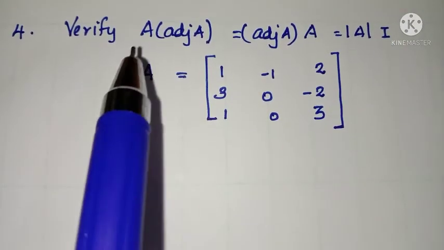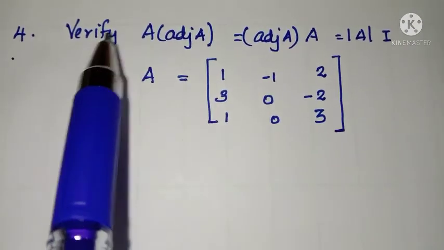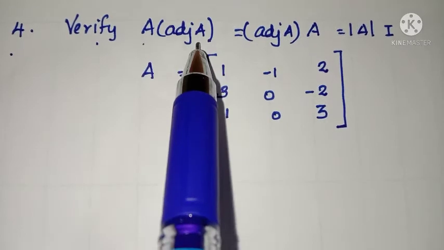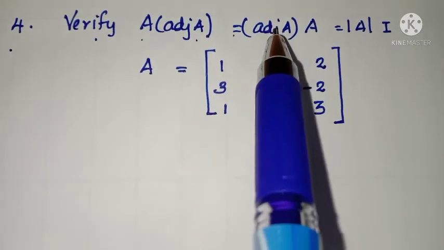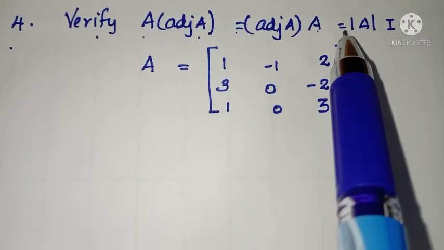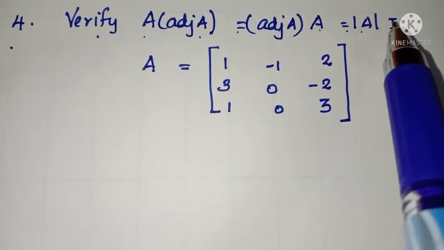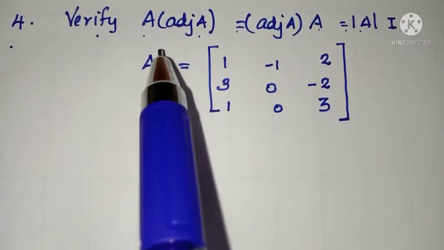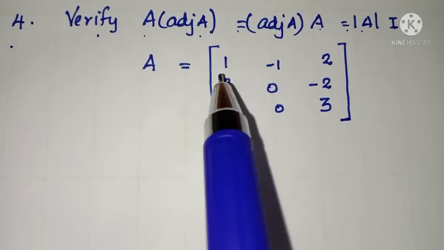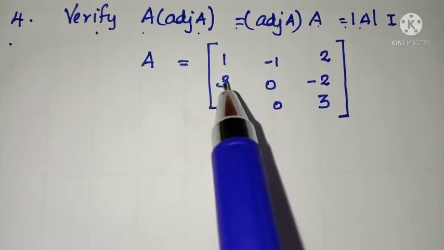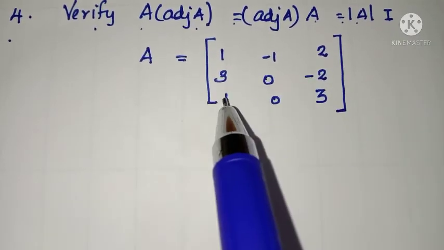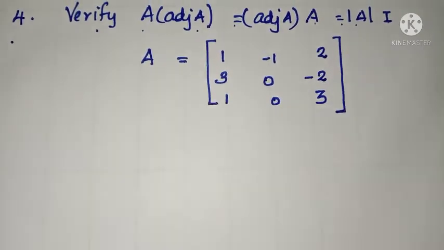Next question, question number 4. Verify A into adjoint A equals adjoint A into A equals determinant A into I, where A is the matrix 1, minus 1, 2; 3, 0, minus 2; 1, 0, 3.